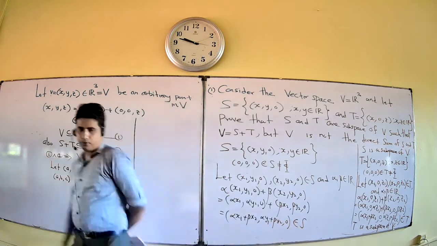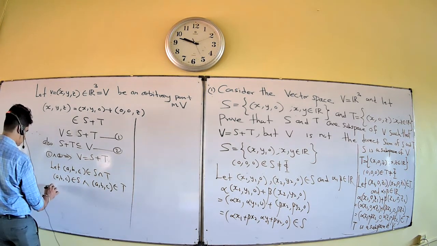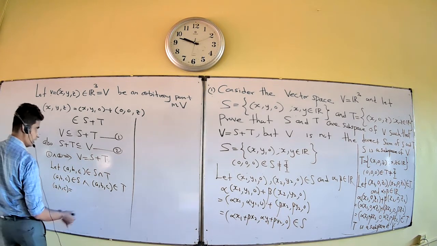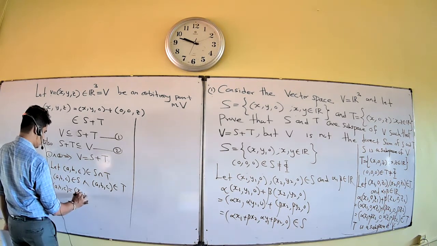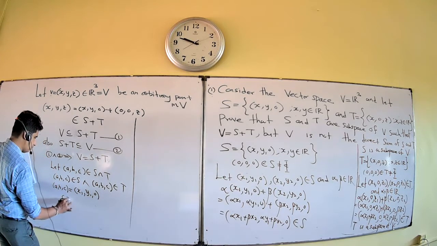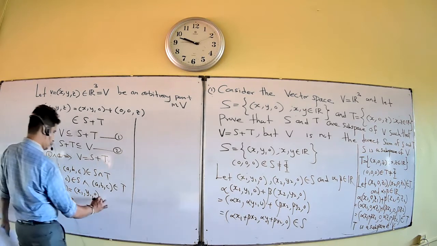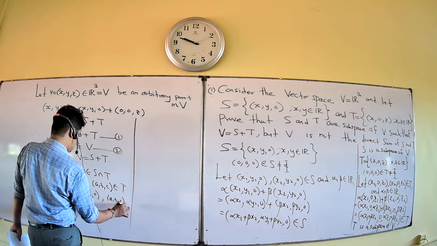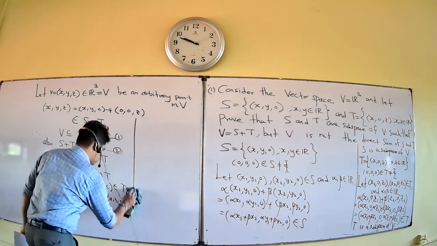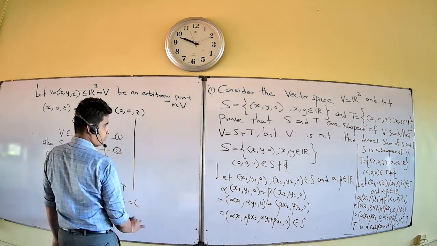Okay, the element of the form that one. So what do we do? This is equal to some (x1, y1, 0). So from this one, c is 0, b equals y1, a equals x1. Similarly here, you take a, b, c. This point belongs to T, therefore it is of the form like this.